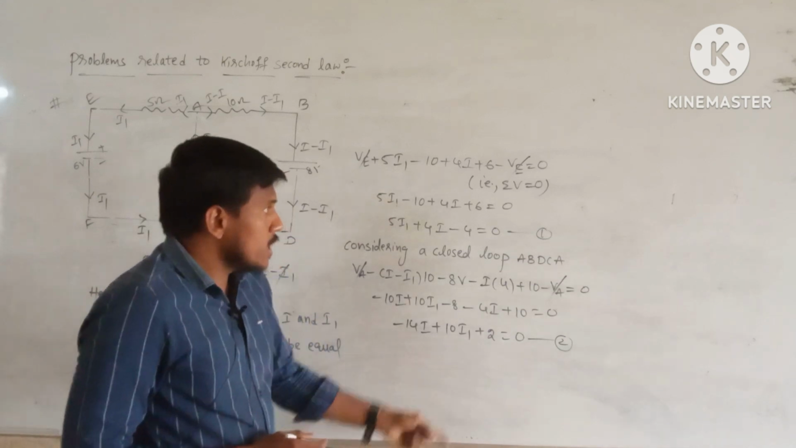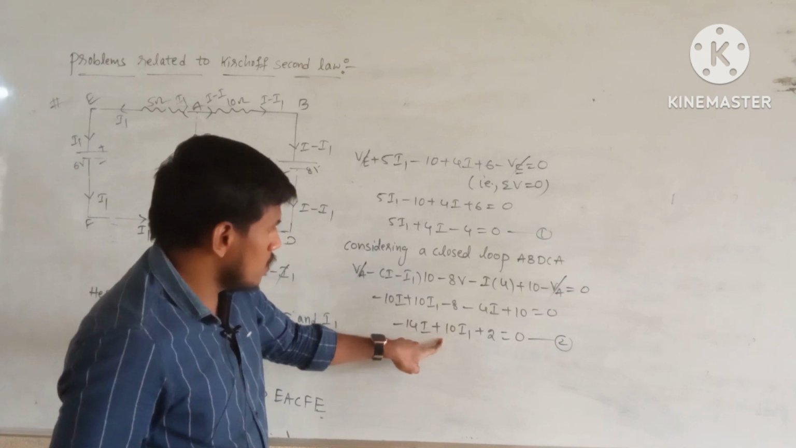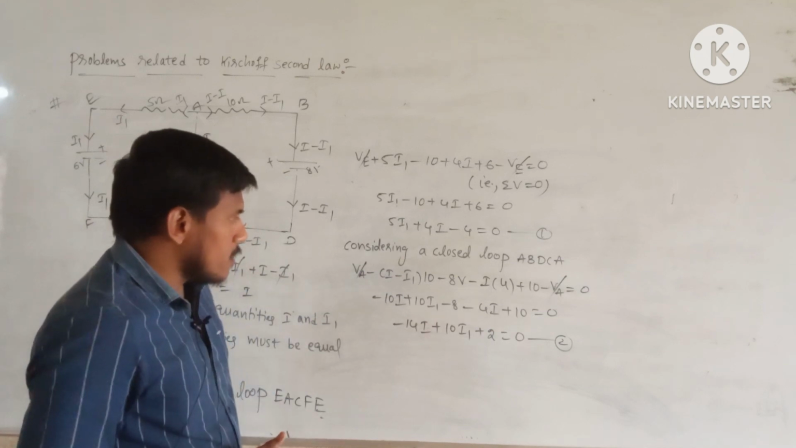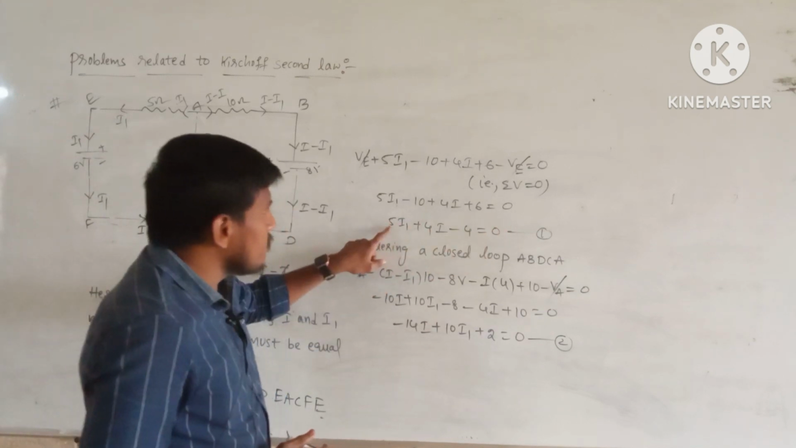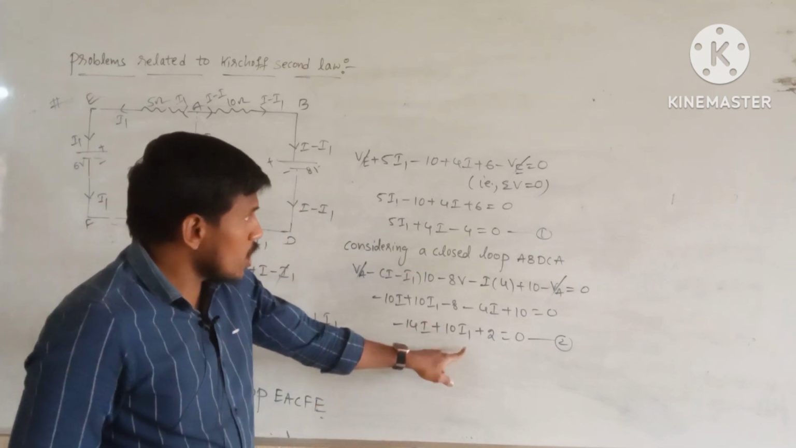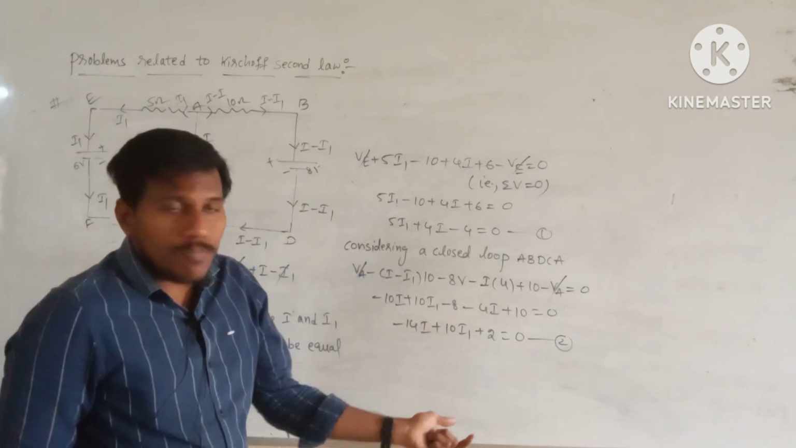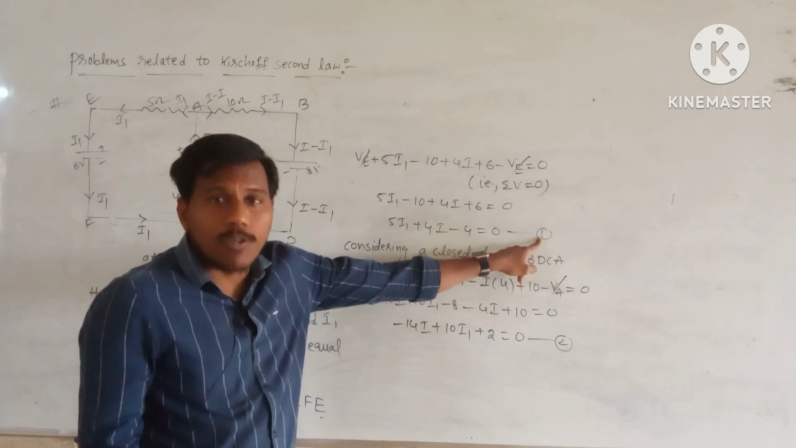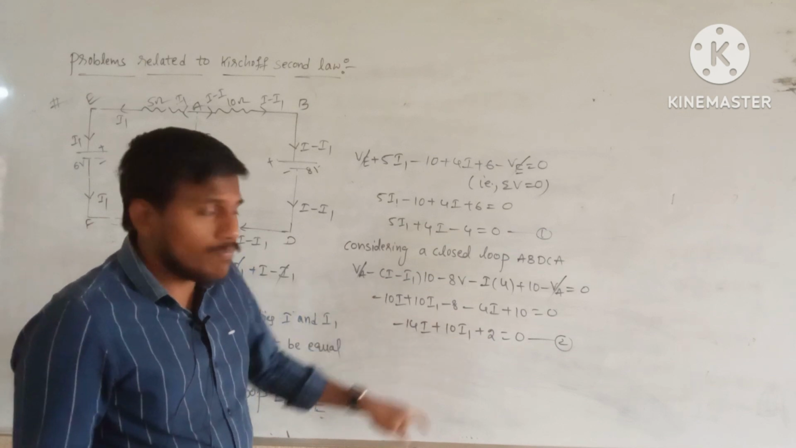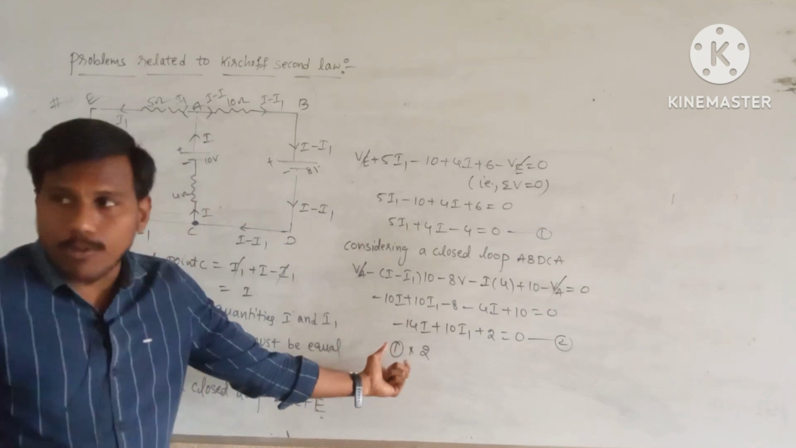Observe equation number 1 and equation number 2. In equation number 1, 4I is there. In equation number 2, 14I is there. In equation number 1, 5I1 is there. In equation number 2, 10I1 is there. So if you want to cancel I1, what do we have to do? Multiply equation 1 with 2. Once we multiply equation 1 with 2, this I1 and this I1 cancel with each other.